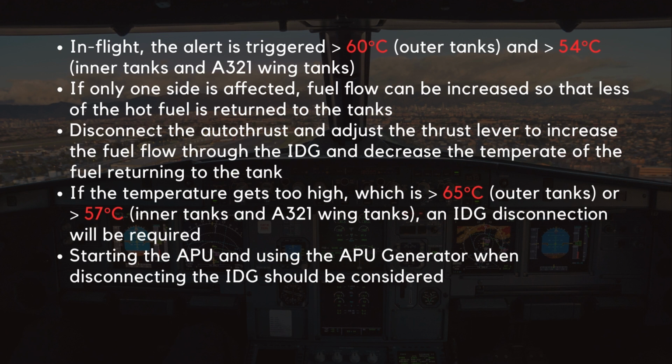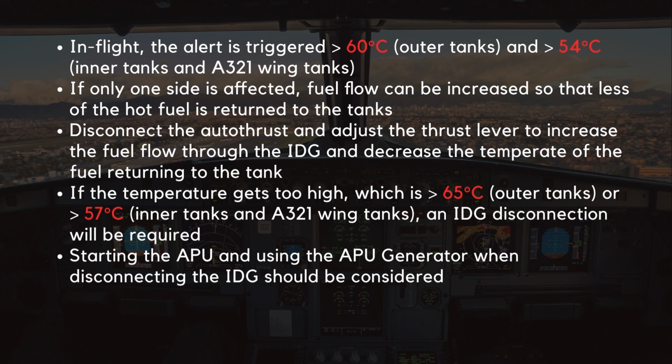In flight, the alert is triggered above 60 degrees C for the outer tanks and 54 degrees C for the inner tanks and A321 wing tanks. In the air, if only one side is affected, fuel flow can be increased so that less of the hot fuel is returned to the tanks. To achieve this, disconnect the auto thrust and adjust the thrust lever to increase the fuel flow through the IDG and decrease the temperature of the fuel returning to the tank.